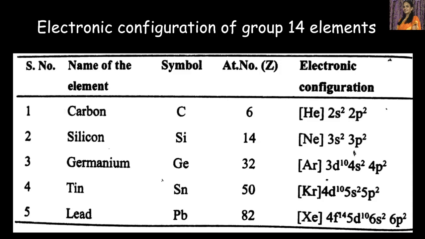Now this is stannum, and this is plumbum, symbol Pb, and the atomic number is 82. Its electronic configuration comes out to be xenon 4f14 5d10 6s2 6p2. That is, xenon is 54, here 14 electrons makes 68, plus 10 is 78, 80 and 82. So this is about the electronic configuration of group 14 elements.